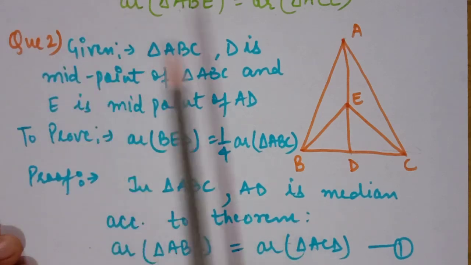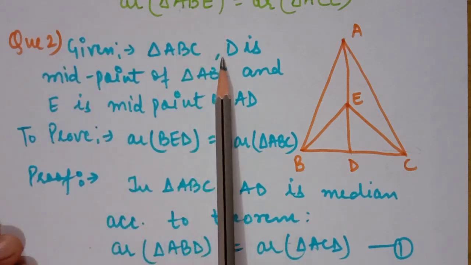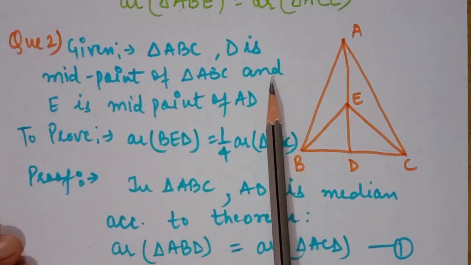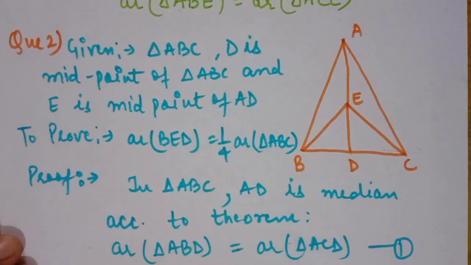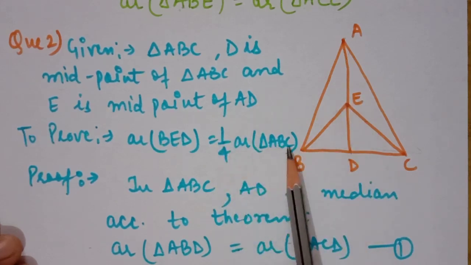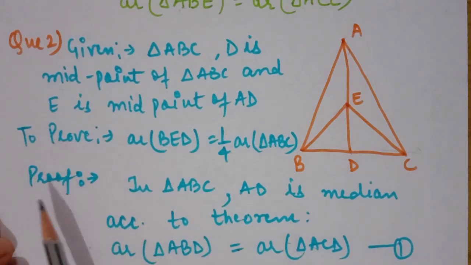So what is given to us? Triangle ABC, AD is the median of ABC, and E is the midpoint of AD. We have to prove that the area of BED, this part, is 1/4 of the area of ABC, the complete triangle. So students, let's start our proof.